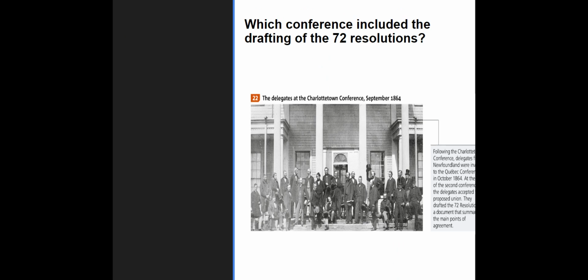Which conference included the drafting of the 72 resolutions? So if you look at document 22, you have to really look at the text on the side. And the answer is the Quebec Conference. So it says following the Charlottetown Conference. They met in Quebec, and at the end of the second conference, so in Quebec, they drafted the 72 resolutions.